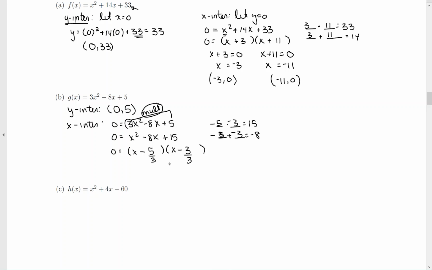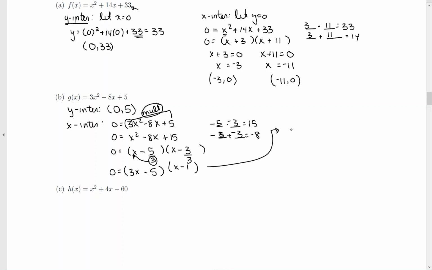Reduce any fraction down that you can. So 3 over 3 is the 1. 5/3 doesn't reduce, but I can move the 3 up in front of the x and make it the factor 3x minus 5. And I've now factored that original problem of 3x squared minus 8x plus 5. If I FOIL out the factor 3x minus 5 with the factor x minus 1, I'm going to get back 3x squared minus 8x plus 5.